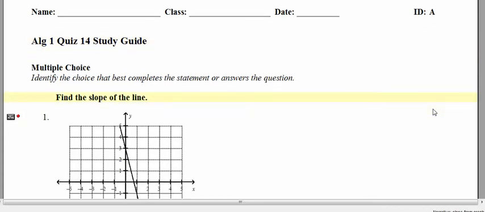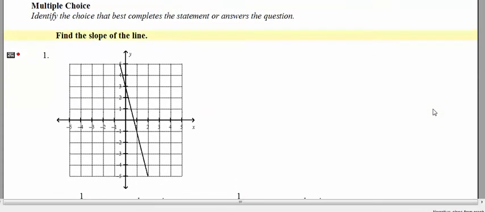Alright. There's the line. Find the slope of it. Anybody remember how to find the slope of a line? Dan? Rise over run. So you can find, remember we said you could find two distinct points on the line?